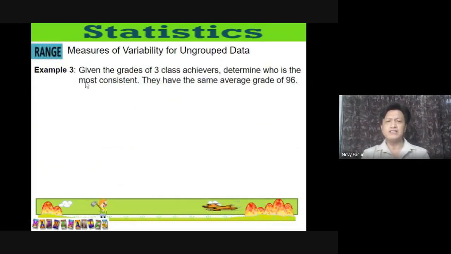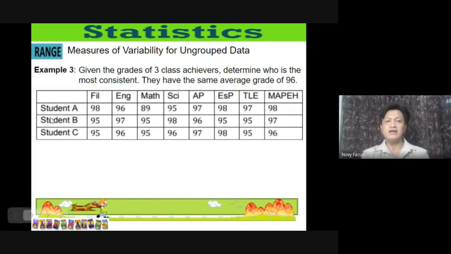Okay, so with that, another example natin: given the grades of three class achievers, determine who is the most consistent. They have the same average grade of 96. So ito yung ating tatlong estudyante, si student A, student B, and student C. Given yung grades nila sa Filipino, English, Math, Science, AP, ESP, TLE, and MAPE. Kapag inadd natin yung kanilang grades, divide by 8, kasi 8 yung subject, 96 yung bawat mean nila. Pero ang tanong dyan, who is the most consistent? So, kunin lang muna natin yung range ng bawat isa.